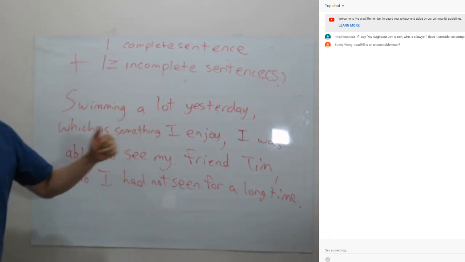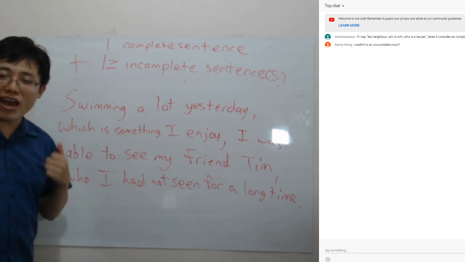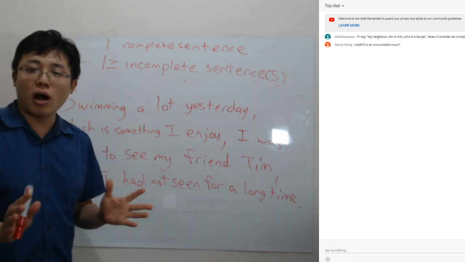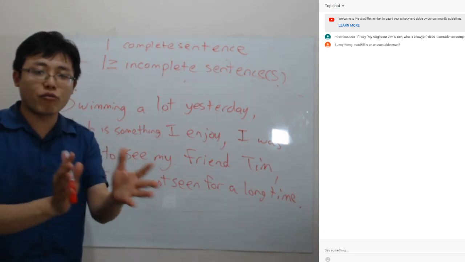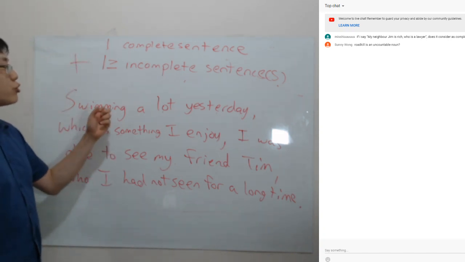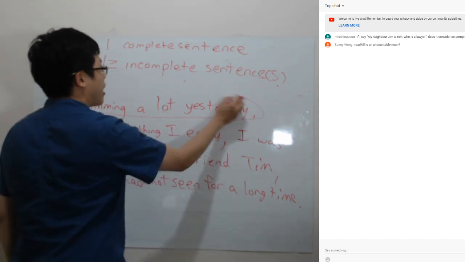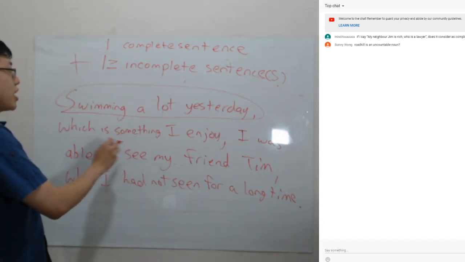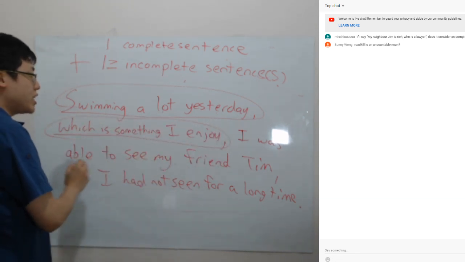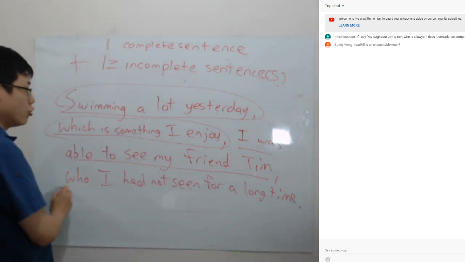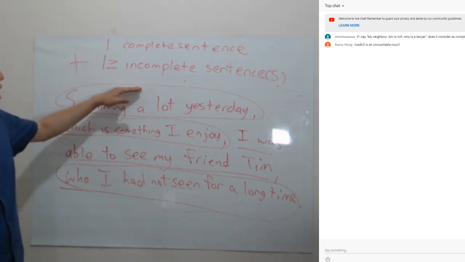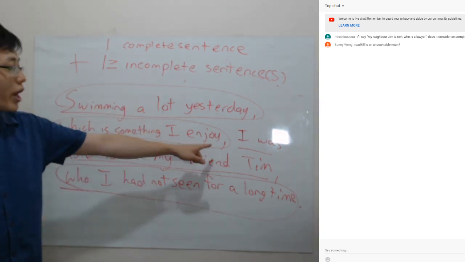This is a complex sentence, and you're going to see just how advanced this writing is. And all it simply happens to be is the combination of a few of the 5 ways to make complex sentences. So you'll notice, start with the participle clause, swimming a lot yesterday. So this is incomplete, which is something I enjoy. Incomplete. I was able to see my friend Tim. Complete. Who I had not seen for a long time. So you'll notice we have 3 incomplete sentences, 1 complete sentence.